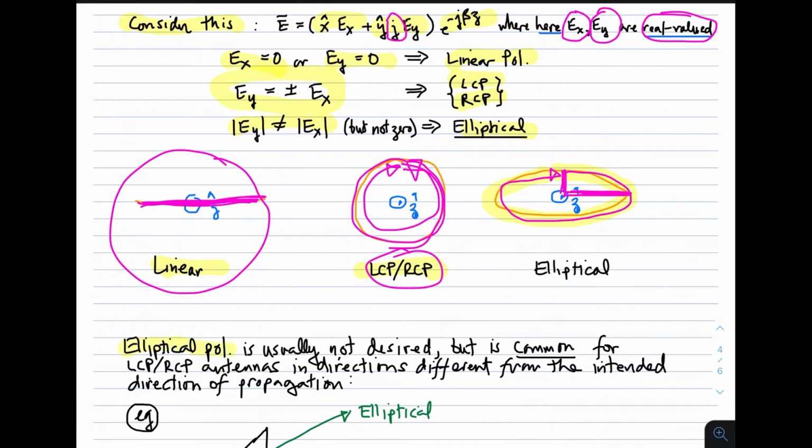Elliptical polarization is usually not desired. This usually is not a desired polarization state, but it is common nevertheless, and it's common because antennas, which are intended to produce left or right circular polarized radiation in the direction of maximum directivity, typically produce a different polarization, namely elliptical, in other directions.